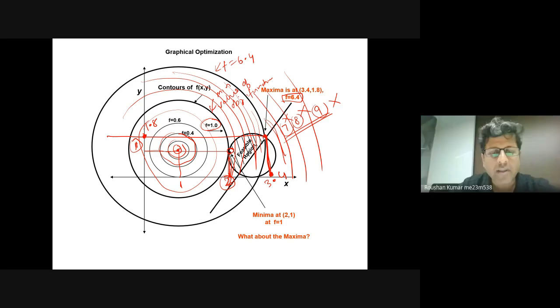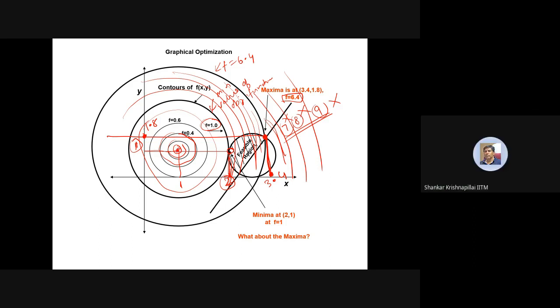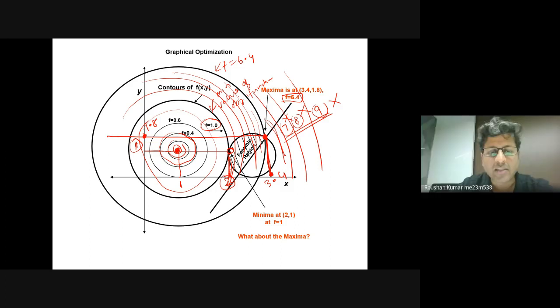Sir, why can't the minimum be at this level? What I meant to say is a mirror of the point which is the maxima of the function, the intersection of the line and the circle. If we expand the contour of this function, it probably will touch over here and it can give the minimum value.